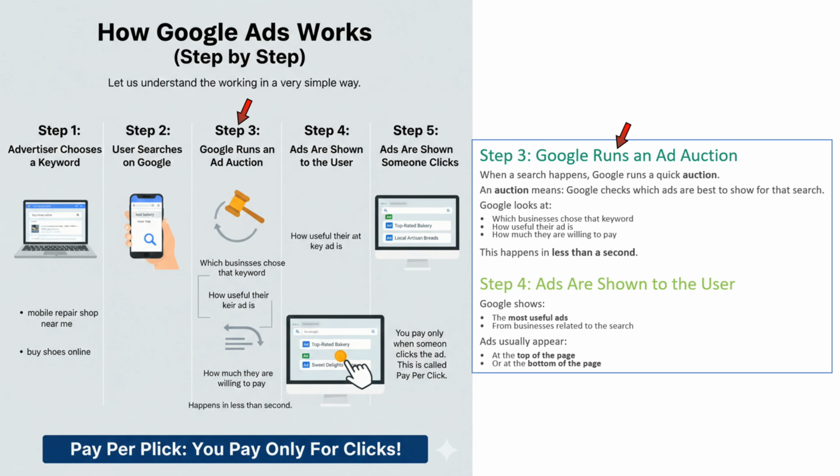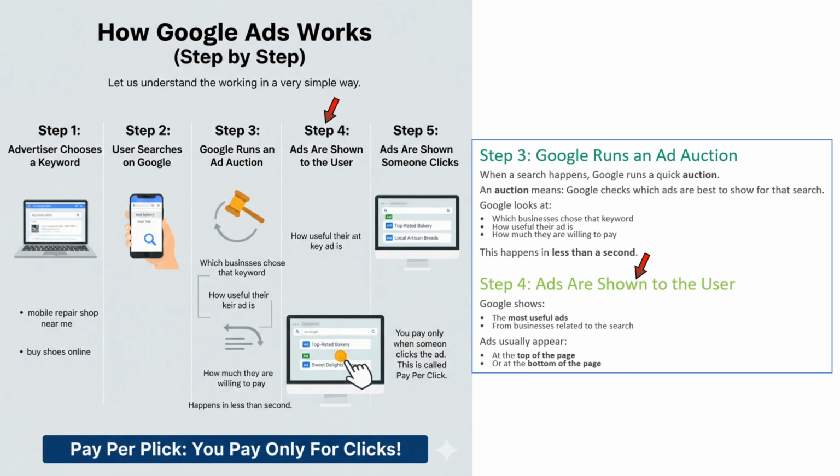Step 3. Google runs an ad auction. When a search happens, Google runs a quick auction. An auction means Google checks which ads are best to show for that particular search. Google looks at which businesses chose that keyword, how useful their ad is, and how much they are willing to pay. This happens in less than a second.